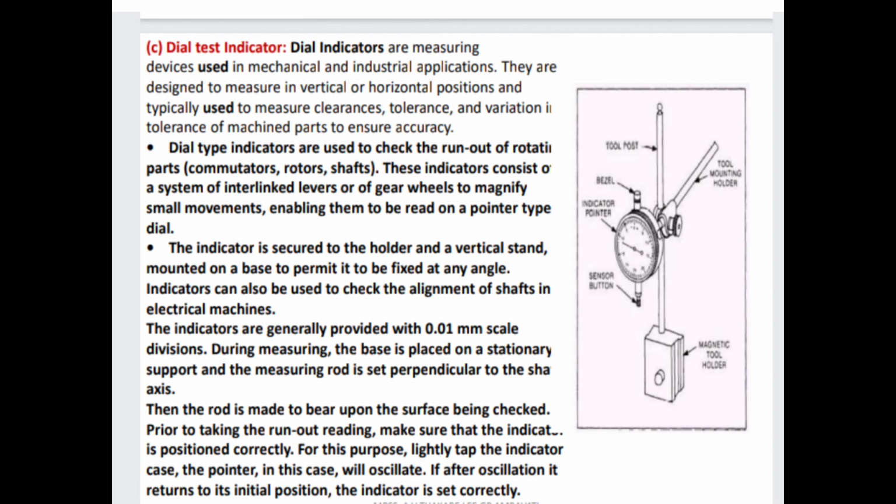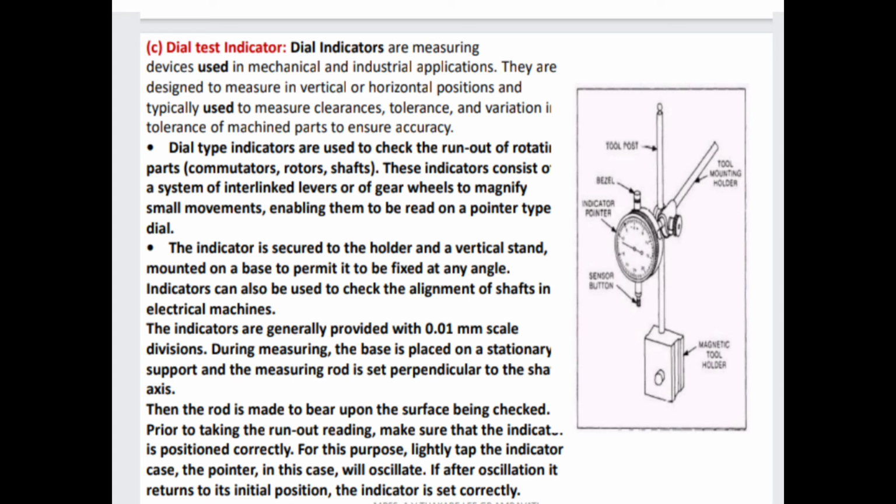So the next is the dial test indicator. Dial test indicators are measuring devices used in mechanical and industrial applications. It is a very important point that it is for mechanical and industrial application. They are designed to measure in vertical or horizontal position and are typically used to measure clearance, tolerance and vibration of machine parts to ensure accuracy.